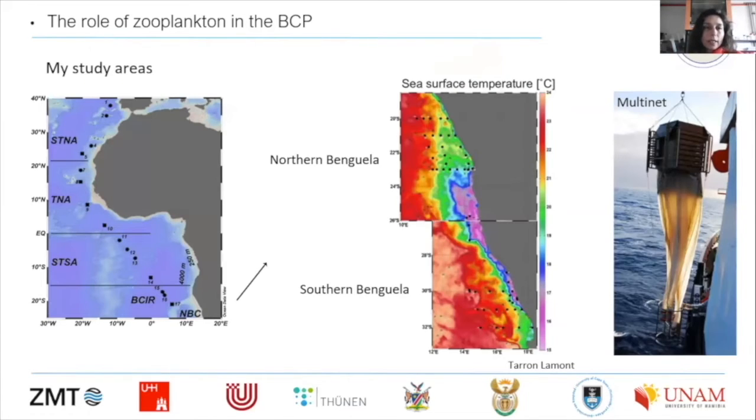And my study areas in the PhD that I did: we took part on a cruise on this meridional transect throughout the Eastern Atlantic Ocean, and I also worked a lot already in the Northern Benguela Current, and now in this current project we have these coastal upwelling areas of the Northern and the Southern Benguela. So our main sampling gear is the multi-net, where we do have different nets attached so that we can study the vertical and the spatial distribution of the zooplankton.